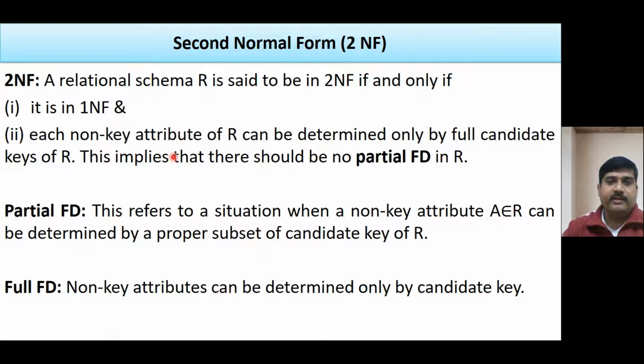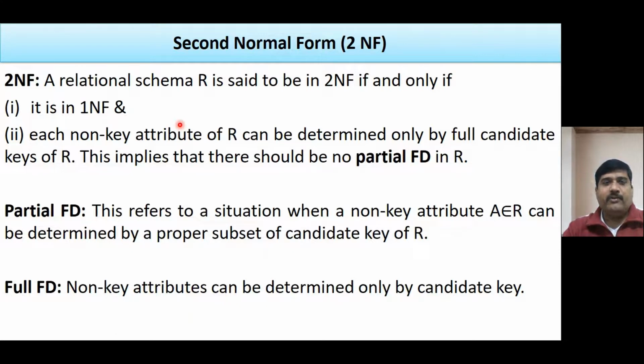Now I am going to explain second normal form. As you all know, normalization is a scientific process in which we reduce the redundancy and remove the various anomalies. I have already explained first normal form, and in first normal form a table or relation is said to be in first normal form if and only if all the underlying domains contain atomic and single values.